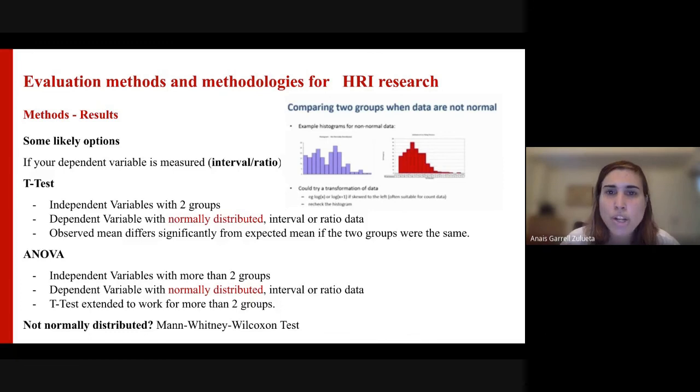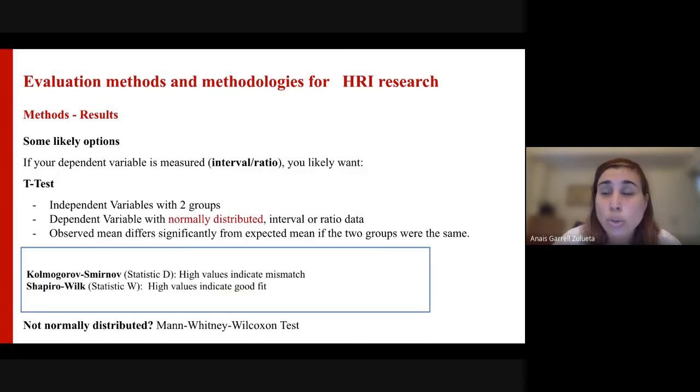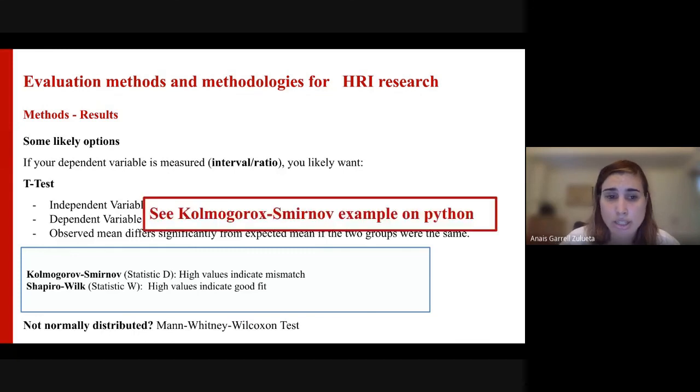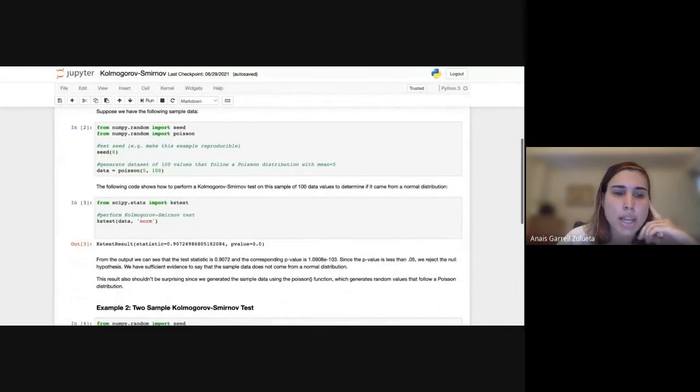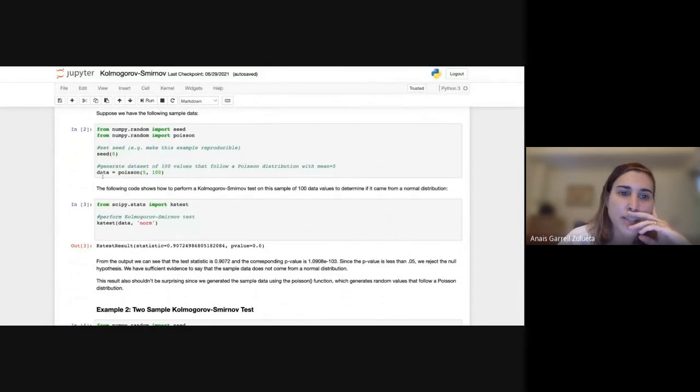But how do we know if my data is normally distributed or not? There are 2 different tests, the Kolmogorov-Smirnov and the Shapiro-Wilk. You can use both of them. And let's see an example of the Kolmogorov-Smirnov to demonstrate if my data is normally distributed or not. There's that one here. Okay, so here, I'm creating data following a Poisson distribution. So we know that it's not normally distributed.